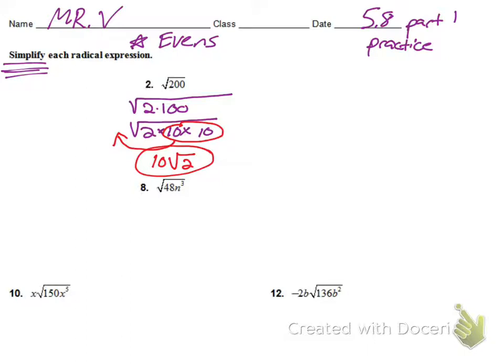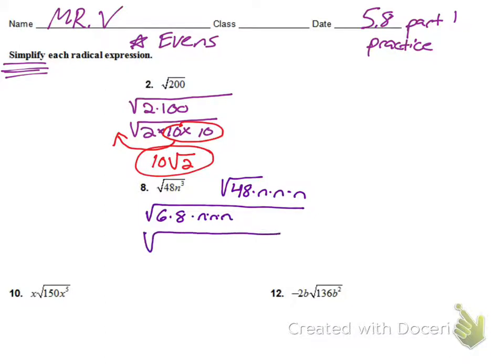so I have 48 n to the third. So that's just like saying 48 times n times n times n. And then I want to break down 48. So just keep everything under the radical. I know that 6 times 8 times n times n times n. And then I can break that down even further.